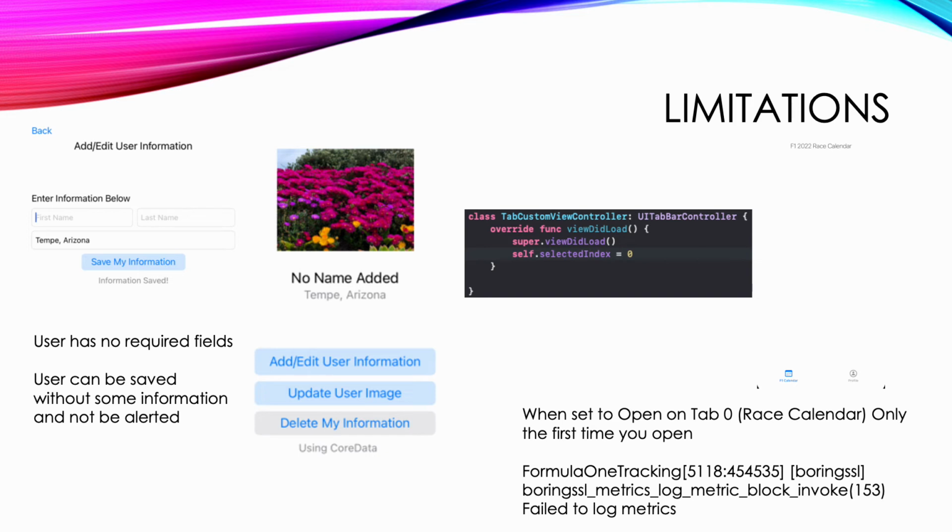So this is my limitations page for my project. The first limitation that my project has is that the user has no required fields. The user can pick and choose which field to put information in and save the information, which will result in the information that wasn't added being defaulted to its default settings, or a hard-coded message by me saying that no name was added when it realizes that these two fields were empty.